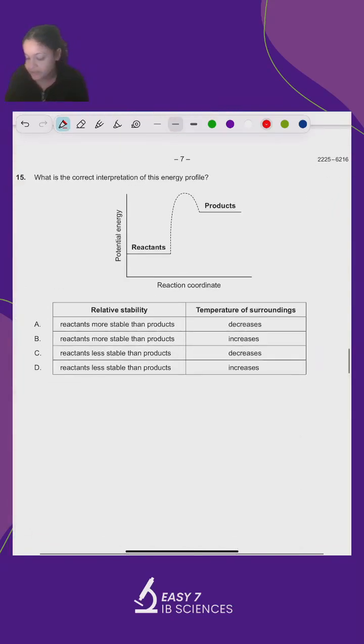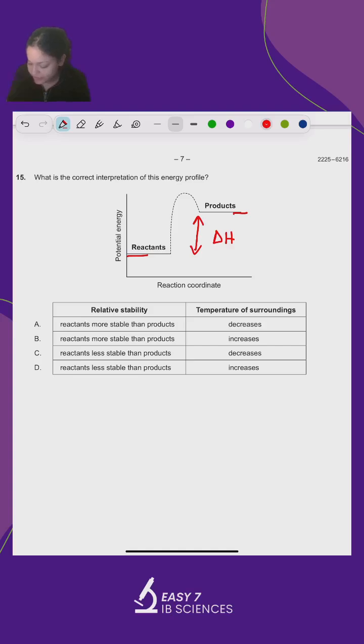What is the correct interpretation of this energy profile? So here we go, thermodynamics. Perfect. So this is the amount of energy in the reactants and the amount of energy in the products. So this is what we call the delta H, and we can see that the delta H here is positive because the reactants gained energy to become product, right? So there we go. Okay, amazing. So what do we think?